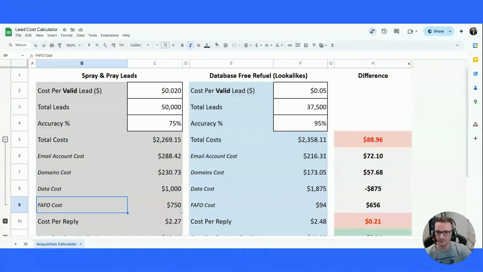Now, I've got a FAFO cost, which is a "fuck around and find out" cost, meaning there's a bunch of unintended consequences that come as a result of cheap lead data. As I mentioned, bounces, which is going to lead to bad deliverability, which means you're going to have to screw around with more irrelevant replies in your inbox.